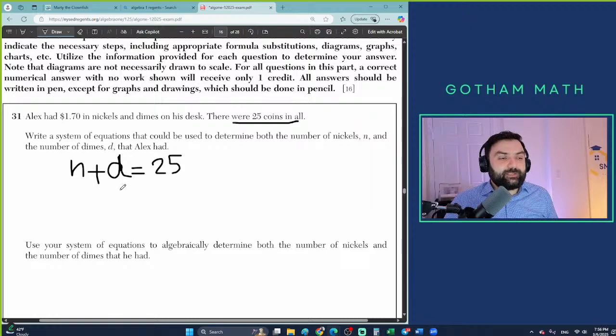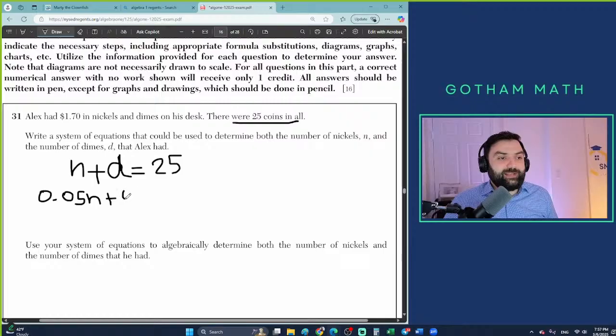The second equation is going to be about money. So how is it going to go? Since a nickel is $0.05 or 5 cents, it's going to go with n.